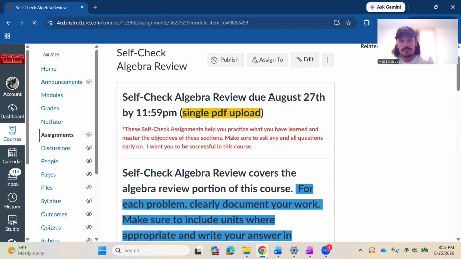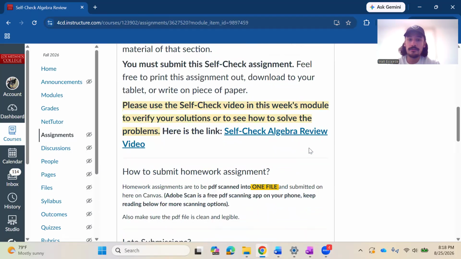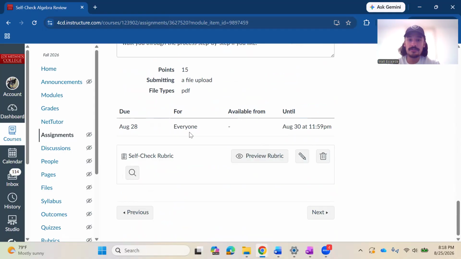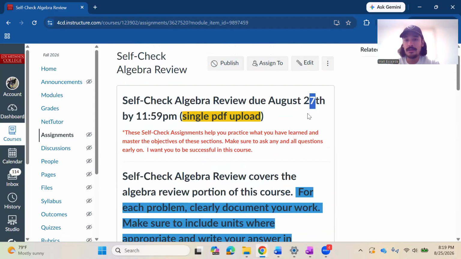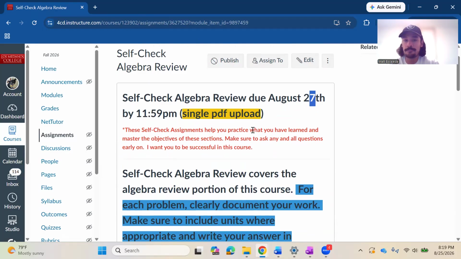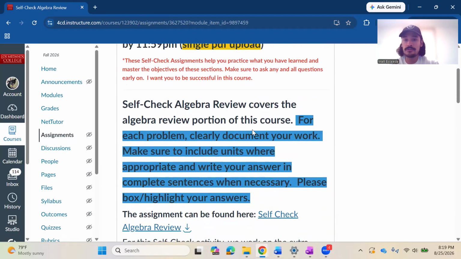So how does the assignment work? Well, it's due this Friday. Self-checks are usually due Thursdays, but it should say the 28th, sorry, because down here it says the 28th. So that should say the 28th. I usually do Thursdays, but here I'm making it Friday, just because I'm posting this on a Tuesday. But it's really our only assignment due this week.